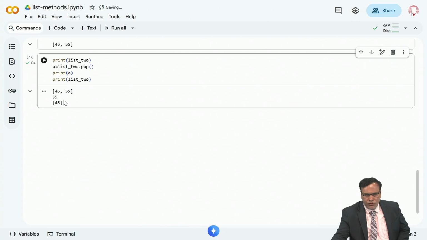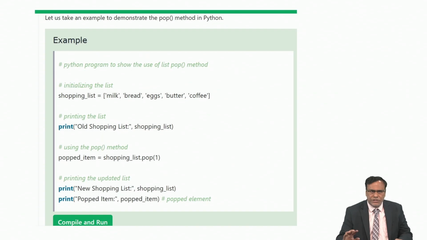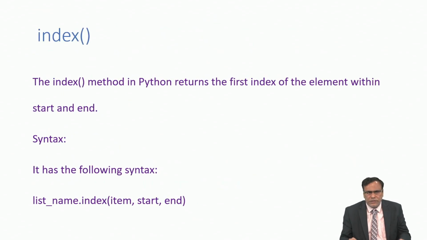You know that earlier there were 2 items. So after removing one item from the list, you are left with only one item in the new list. So it has been printed. So this is how this function works. That is about pop. Next, the index method.